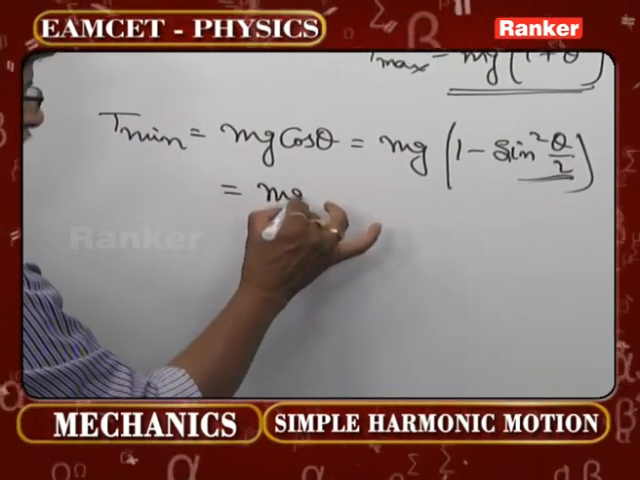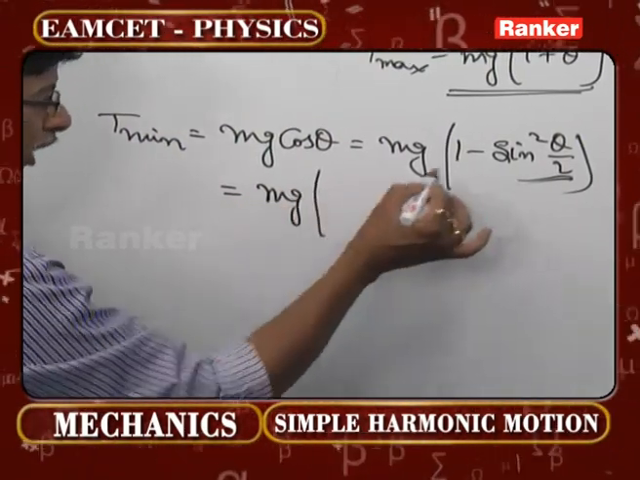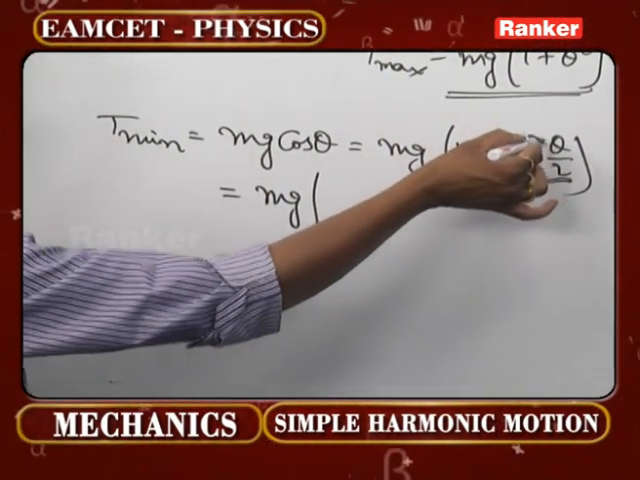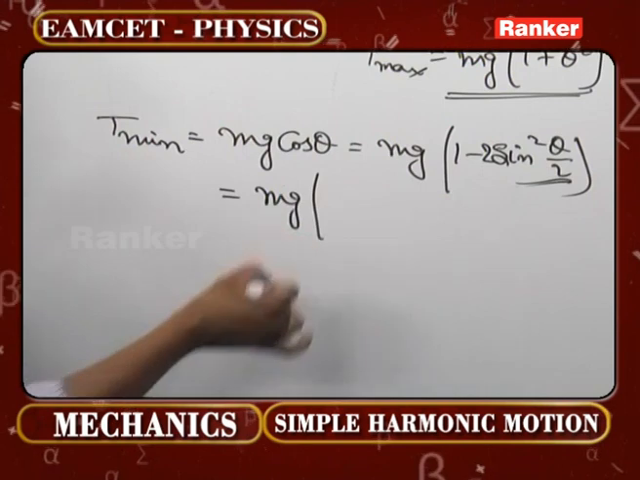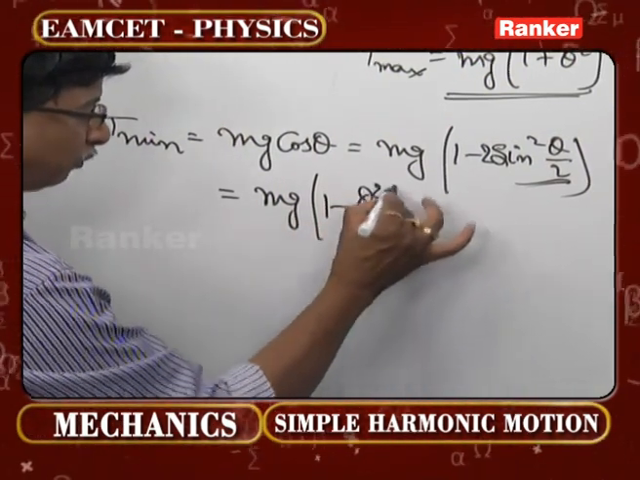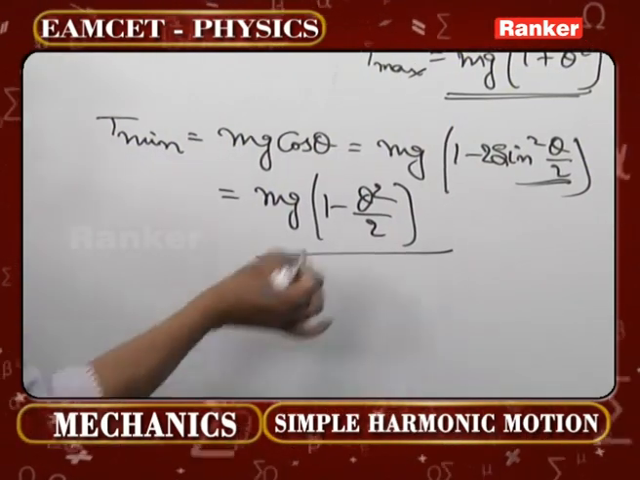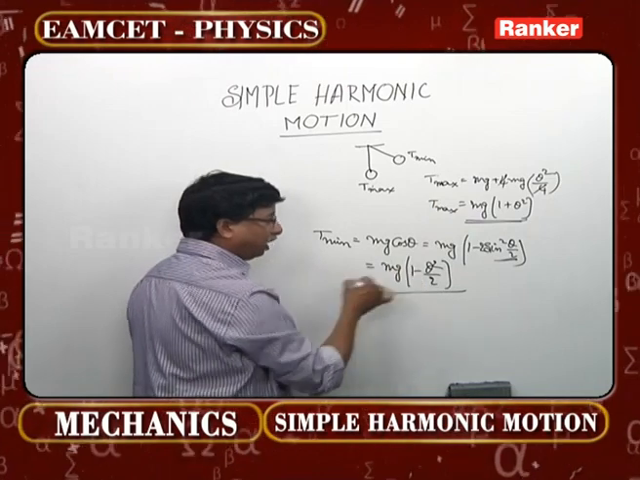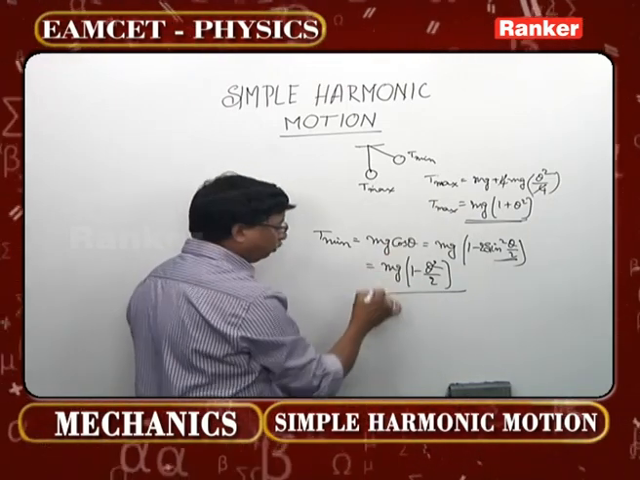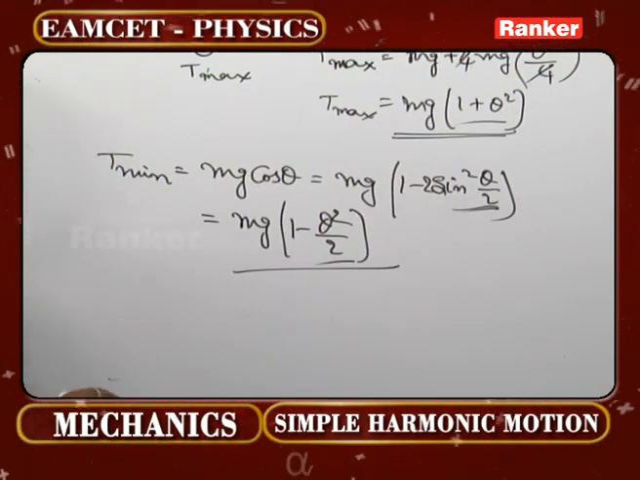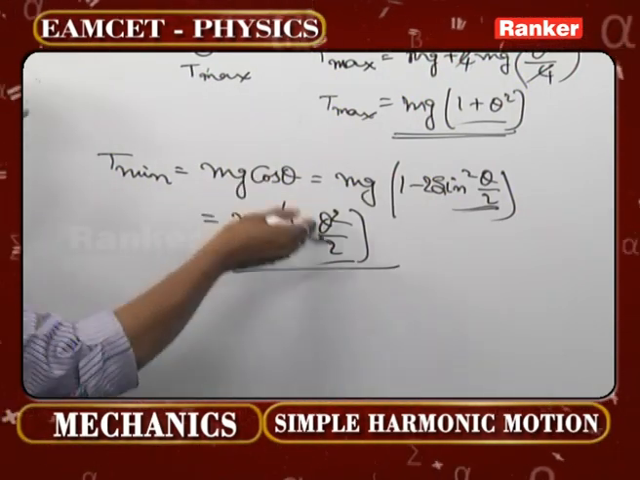I can now write mg into 1 minus 2 sin square theta by 2. You will be getting this value. Theta square by 4 means theta by 2, theta square by 2 you will be getting here. That is the concept. Now if you look at this one, T maximum by T minimum, mg gets cancelled. Now what is left over, you see over there? 1 plus theta square is left here. 1 minus theta square by 2 is left towards your right.